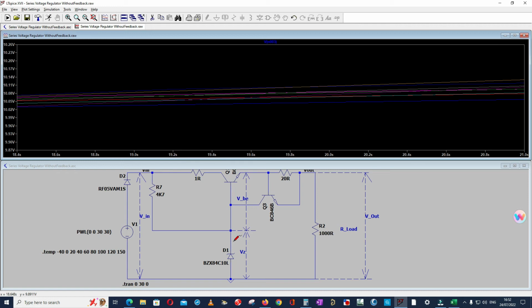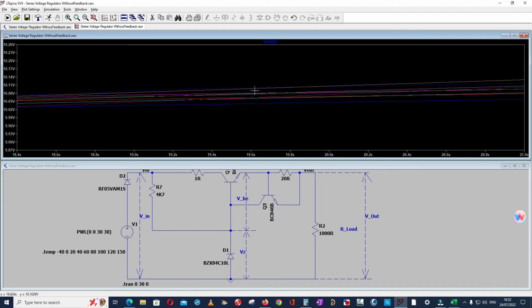Normally the temperature coefficient is between 2 and 5, and it also depends on the type of component we have, Zener diode or BJT or diode, but normally it's between minus 2 and plus 6 millivolt per Kelvin. So I will prove that to you.